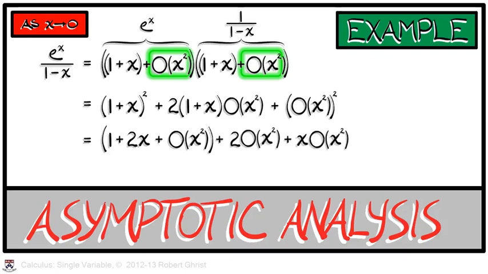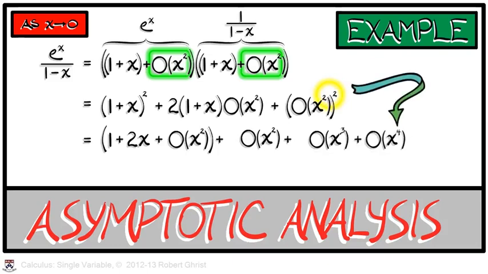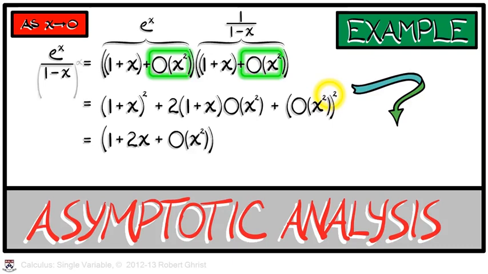Next, we have 2 times 1 plus x times big O of x squared. Multiplying that out to 2 times big O of x squared plus x times big O of x squared gives us what? Well, we don't care about constants with big O, so forget about that. And x times big O of x squared is big O of x cubed. Lastly, big O of x squared, squared is big O of x to the 4th. Now, as x goes to 0, those higher order terms all fall under big O of x squared, and we get a simplification.